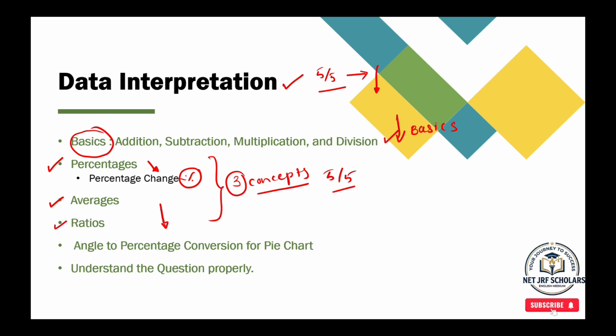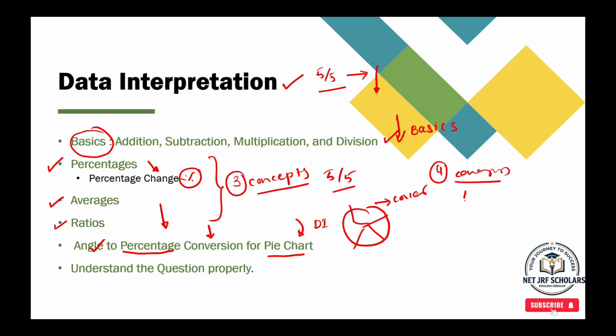Apart from these three, there is one more you need to learn, especially when they ask DI in the form of a pie chart. For that, you need to learn the conversion of angle to percentage. If you learn these four concepts, that is more than enough for DI. You can easily attempt 5 out of 5. But these are only four concepts.